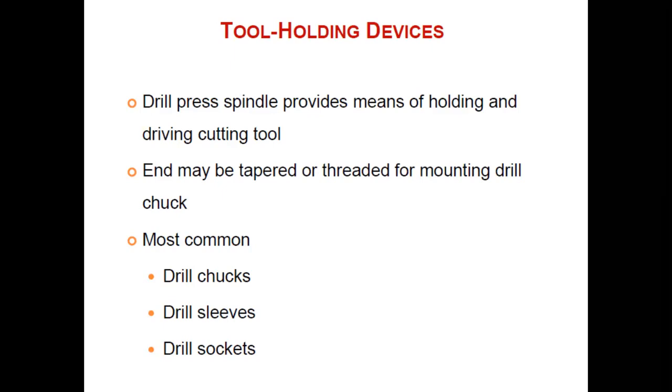The end may be tapered or threaded for mounting the drill chucks. So normally, what we are inserting may be threaded or tapered. Threaded means that by rotating the threading, you can directly mount the cutting tool. If the drill bit is threaded at the end, you can directly fix that cutting tool into the machine by screwing. If not, it may have some kind of tapered shank, whether it is screwed or tapered, so that it is properly gripped in the machine.